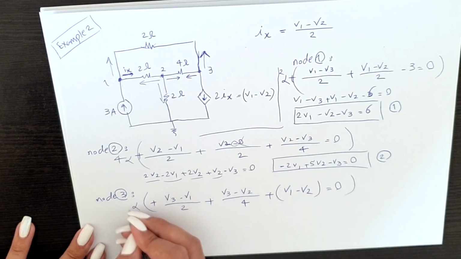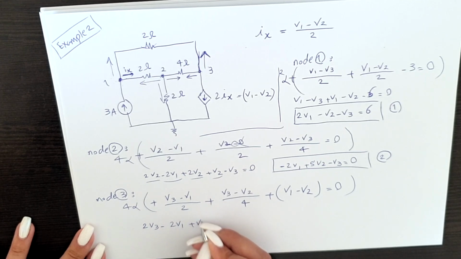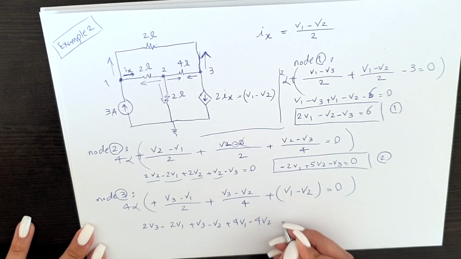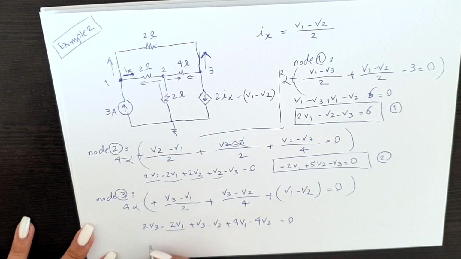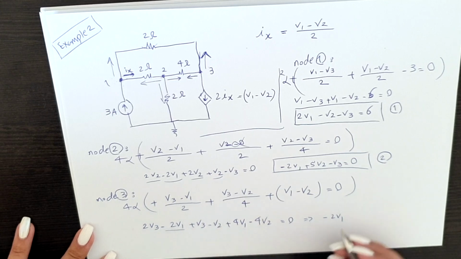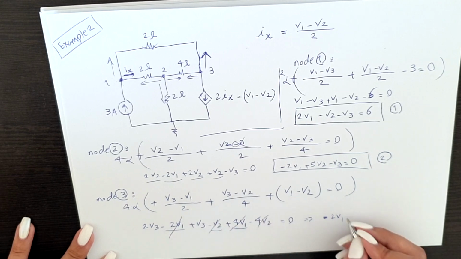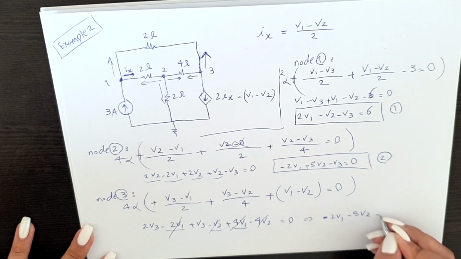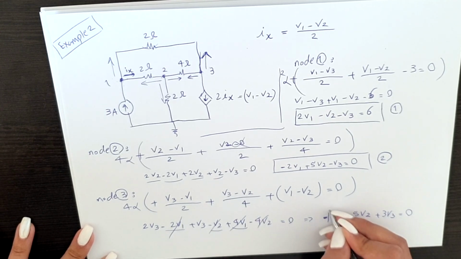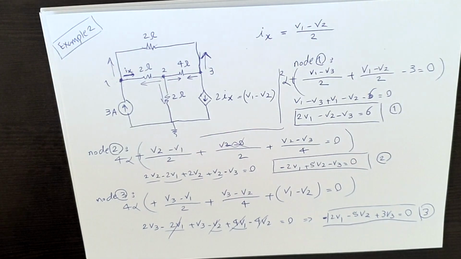Again, we multiply this by 4, and then we have 2V3 minus 2V1 plus V3 minus V2 plus 4V1 minus 4V2 is equal to 0. So plus 2V1, because we have 4V1 in here, and then minus 5V2 plus 3V3 is equal to 0. That is our third equation. We have 3 variables and 3 different equations, so we can easily find the answer by matrices.